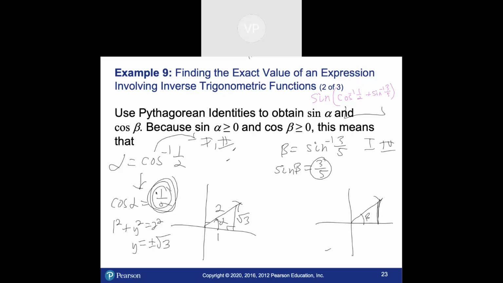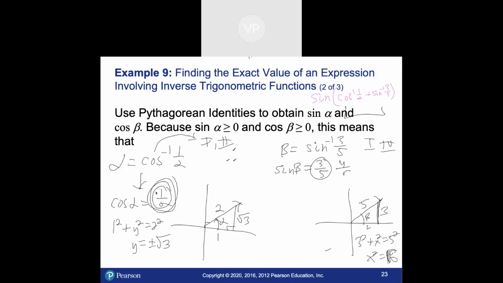Okay, so just like I did a minute ago, exactly like the triangle on the left. I see the 3/5. Remember, sine is y over r. So there's my 3, there's my 5. When I do my Pythagorean theorem, 3 squared plus x squared equals 5 squared. x squared equals 25 minus 9, that's 16.